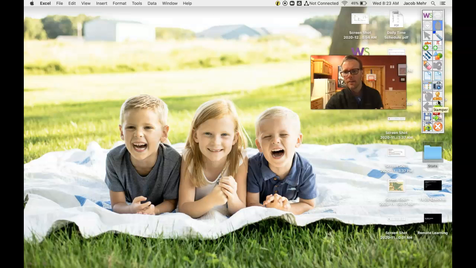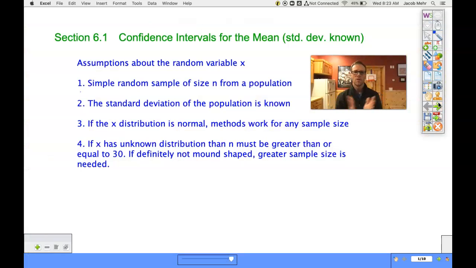So let's go on and talk about some things. So this is section 6.1. We're finding confidence intervals for the mean. Okay, and here are some assumptions that need to be met here. We have some random variable x. Okay, we are randomly selecting our sample, okay, of size n from a population.